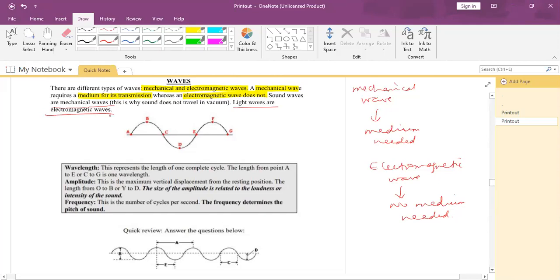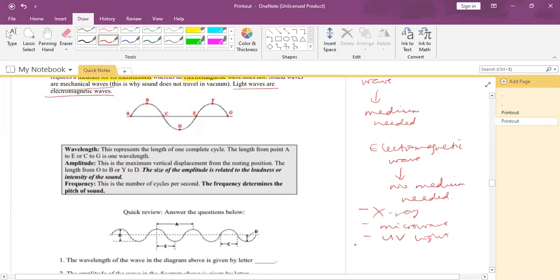There are a lot of electromagnetic waves. You have X-rays, UV light, microwaves, radio waves. They are all examples of electromagnetic waves. Think about X-ray, think about microwave, UV light, radio waves. They're all electromagnetic waves. Radio waves can travel through a vacuum.